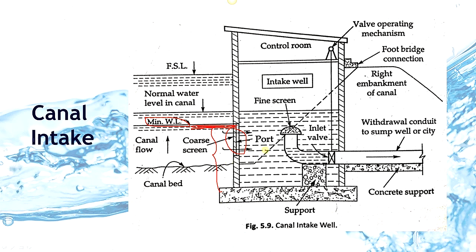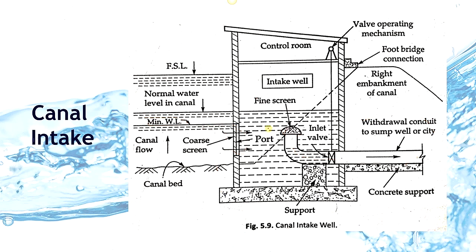Water is collected in the intake well and a withdrawal conduit is provided here. At the mouth of this withdrawal conduit, a fine screen is fixed. This opening of the withdrawal conduit is of bell mouth shape with small or fine perforations over it. The water is taken to the jock well or directly to the water treatment plant through this withdrawal pipe. So this is all about canal intake.